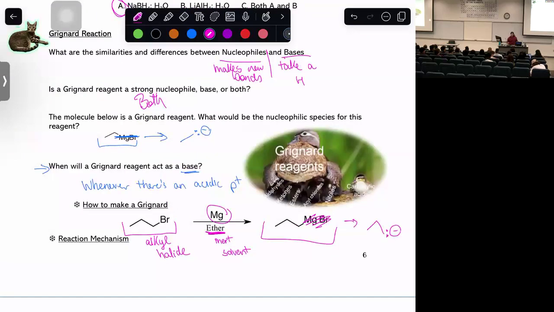Okay, so far, questions on the concepts? Pretty good? Make sense? Okay. Yes, the carbon chain with the lone pair and the negative charge in there.